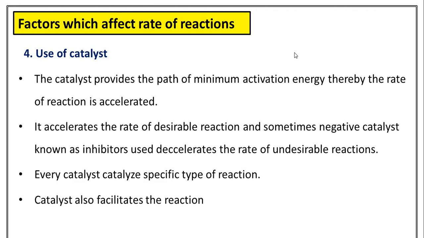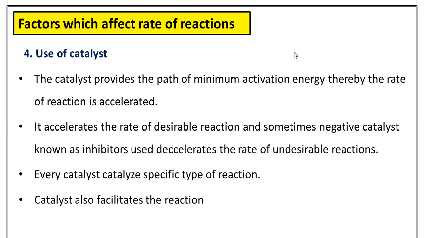So these inhibitors are the negative catalyst which decelerates the rate of undesirable reaction. And every catalyst catalyzes a specific type of reaction. Whenever we'll be studying the catalytic reaction, that time we will try to understand how the catalyst catalyzes the specific type of the reaction.